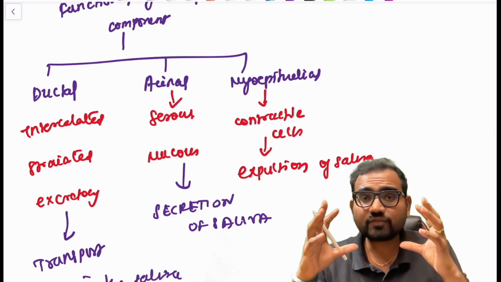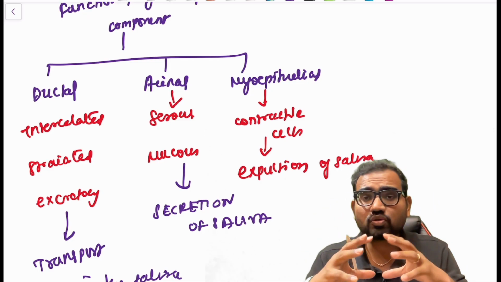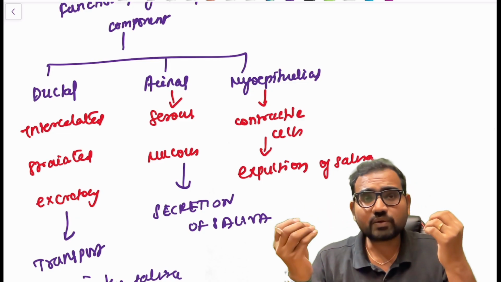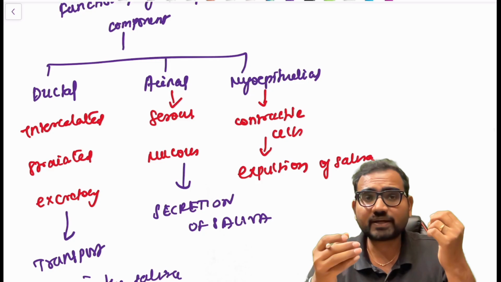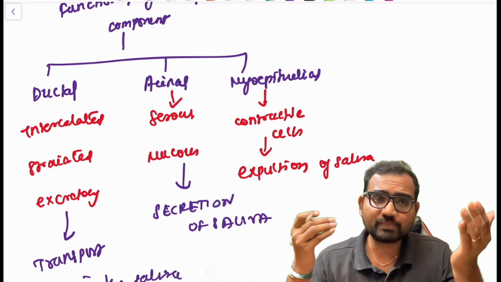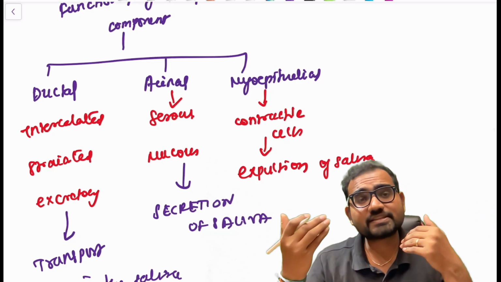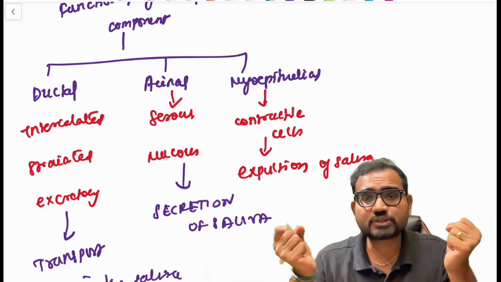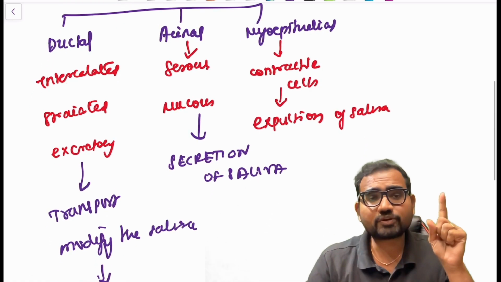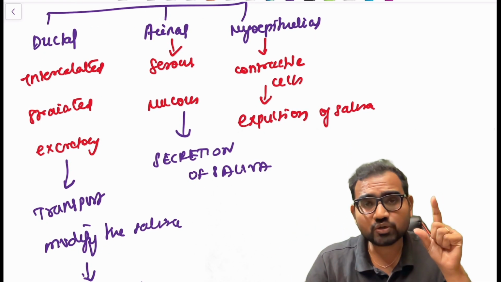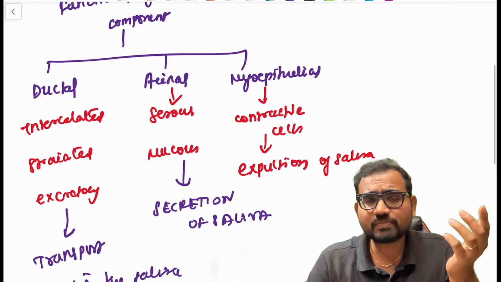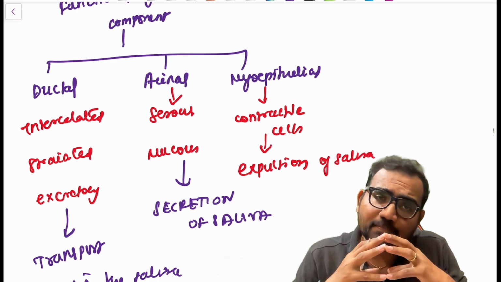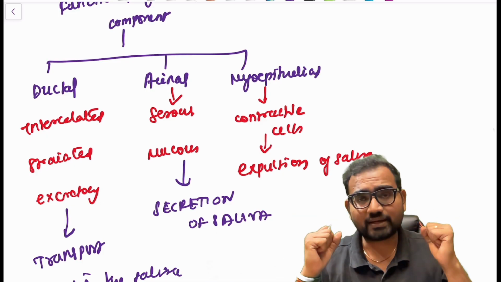These cells will have the major role in the secretion of the substances produced by the gland. In that way, the parenchyma of the salivary gland will have ductal, acinar, myoepithelial cells. Ductal cells will be intercalated, striated, and excretory ducts. Acinar will be serous and mucus. Myoepithelial cells will be the specialized form, the contractile cells, for expulsion of saliva. Ductal cells are responsible for transport and modification of saliva and making the saliva hypotonic, and acinar cells will be helpful for secretion of saliva. So this will form the parenchymal component of the salivary gland, the functional component.